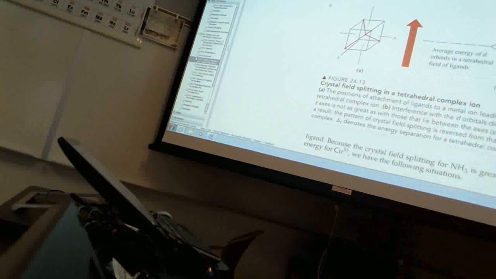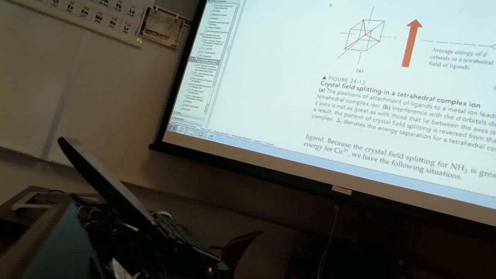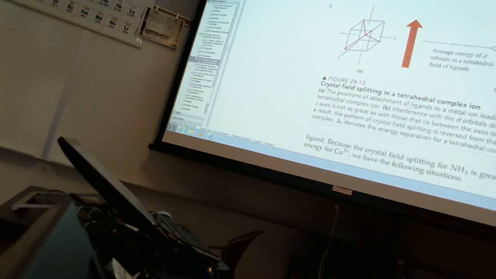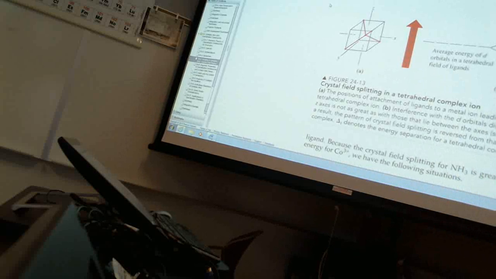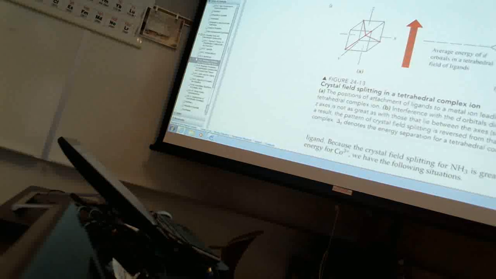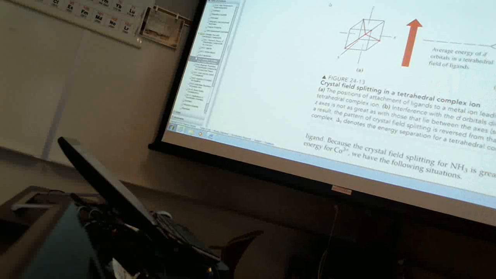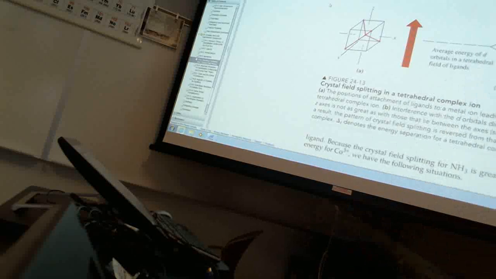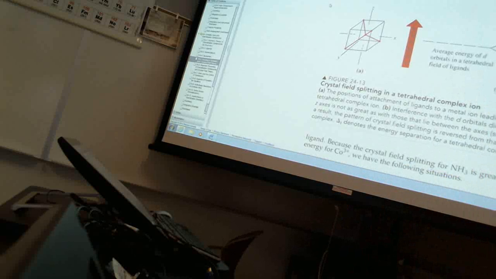But the thing about tetrahedral complexes is that the ligands do not come directly at any of the orbitals. They all come indirectly. So delta T is a lot smaller than delta O. Even with the same ligand, let's say you have a strong field like amine, amine is going to have only 44% of the impact. We call this 4/9. And so delta T is 4/9 delta O. And so this gap is never very big.